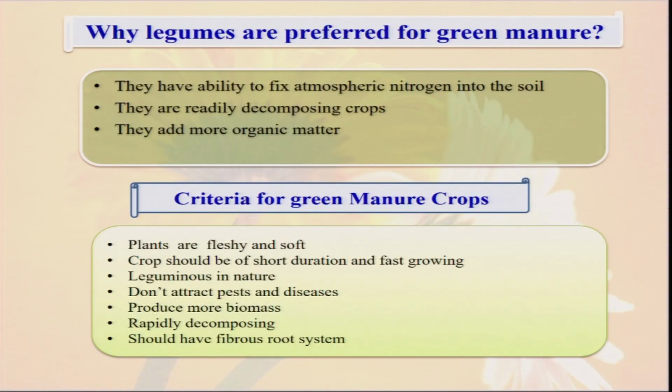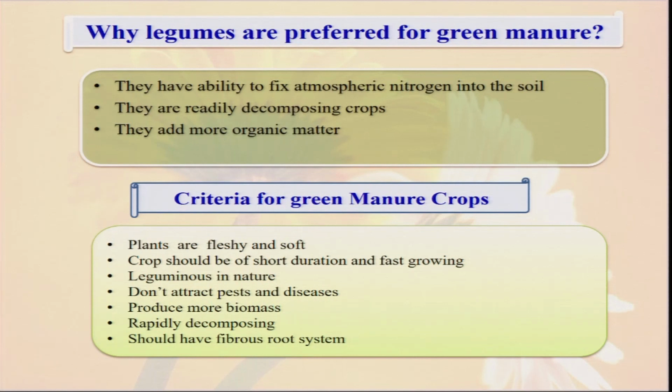So why legumes are preferred, I have already told. They have the ability to fix nitrogen in the soil. They are very readily decomposing crops. Why readily decomposing? I have already started on this in my earlier class. If you use maize, rye or barley residue, the C to N ratio is very high. When the C to N ratio is very high, it takes more time to decompose.